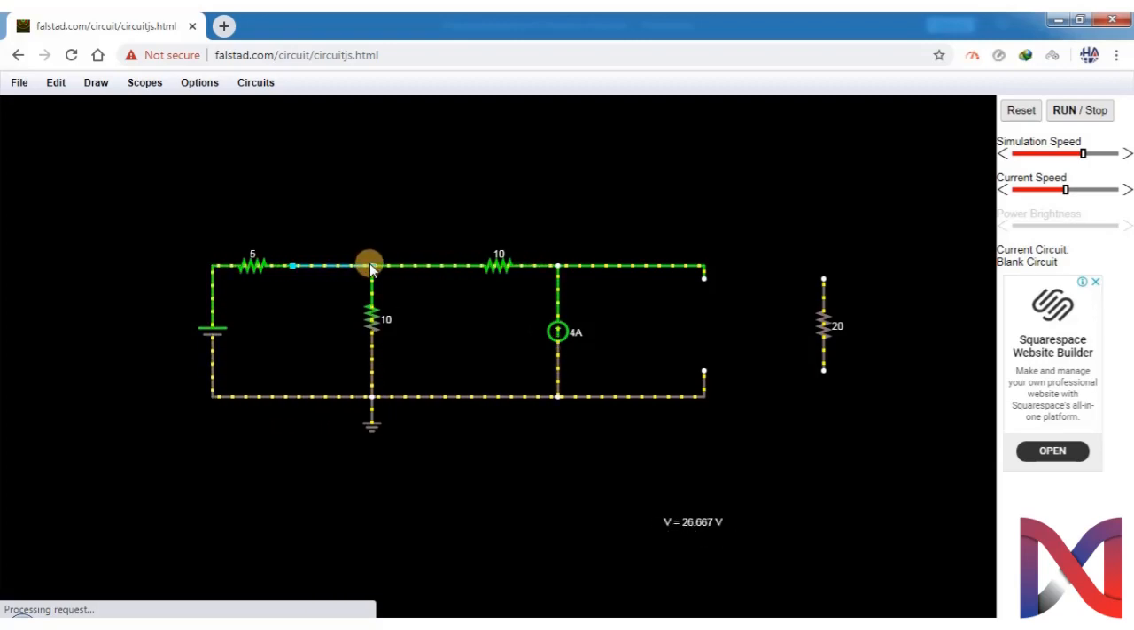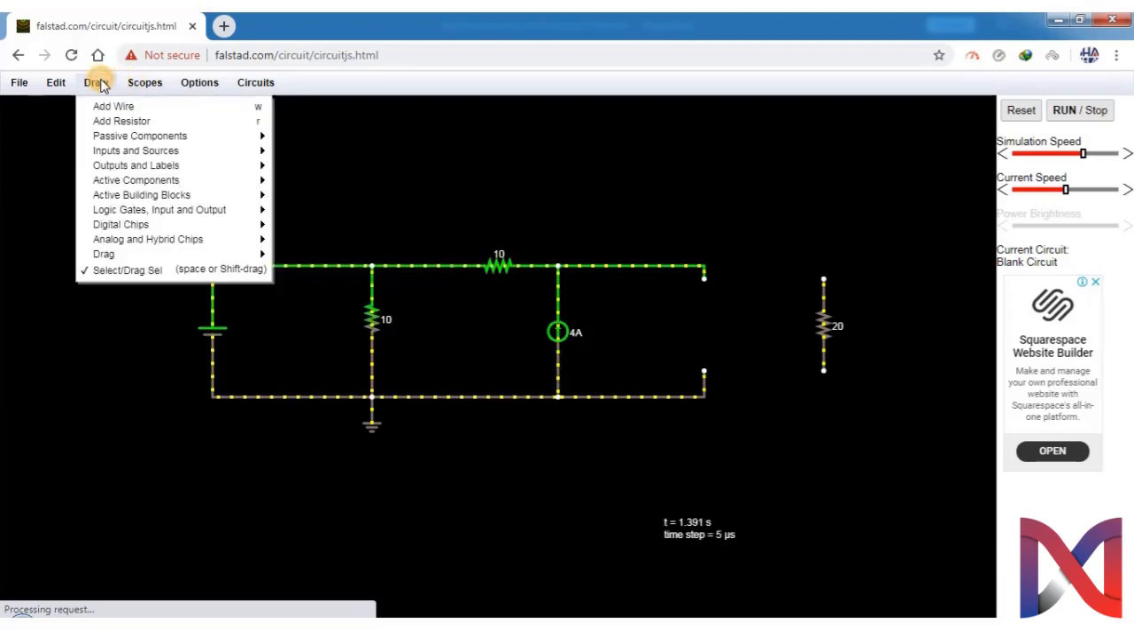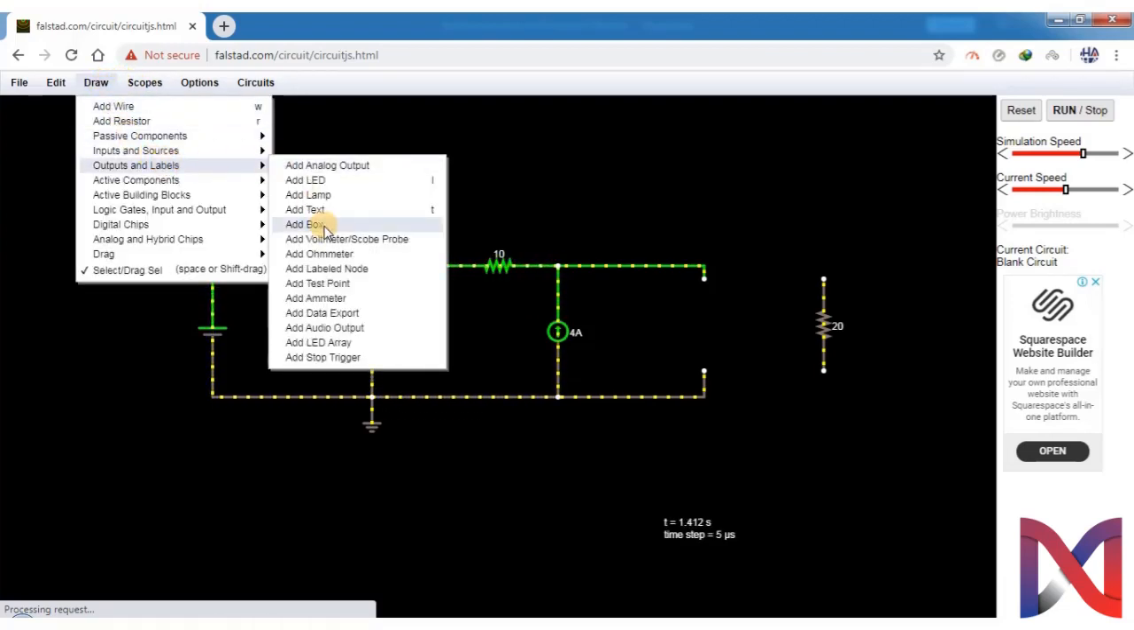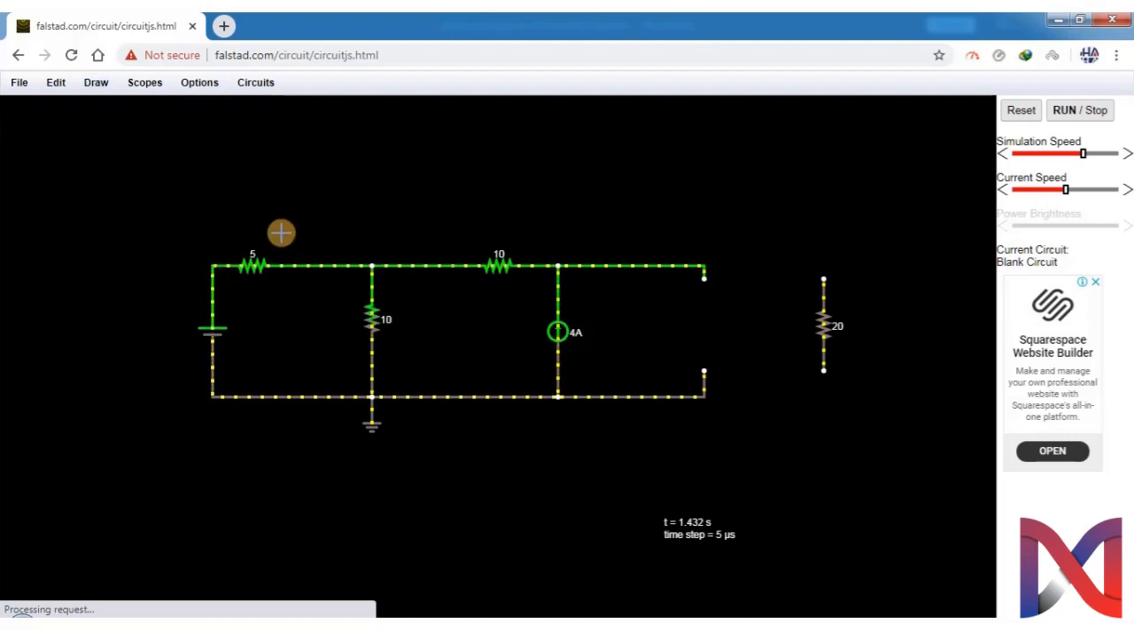For that we are required to place 3 voltage meters, one for this resistor, for this resistor and for this resistor. So let's go into output and labels and place 3 voltmeters as required. Here the current is flowing in this direction, so we will place our voltmeter in the opposite direction. Now we will connect our voltmeter with the help of wire.